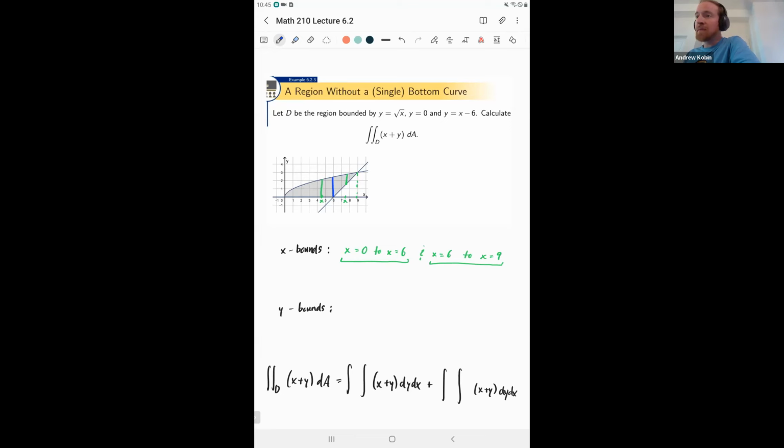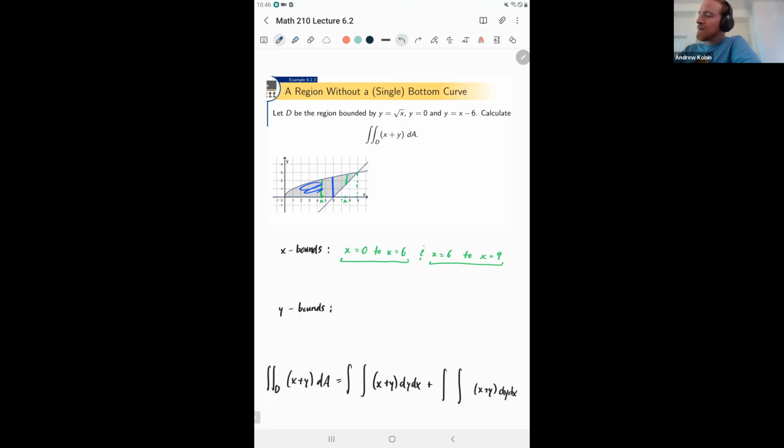In this case, I'm going to split up at x equals 6 because to the left of this value, this shape has a single top function and a single bottom function. And to the right, I have a different, this is really just a triangle. No, sorry, it's not a triangle. The square root function is not a straight line. I have a different shape with a top and a bottom function, but the bottom function changes from the left region to the right region.